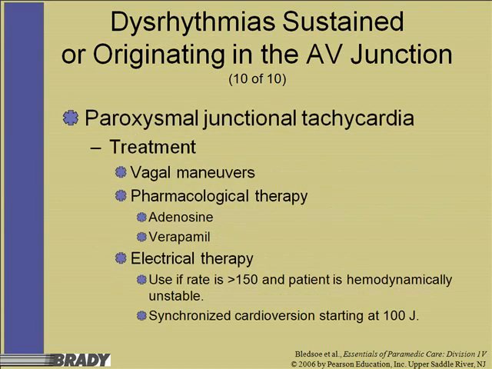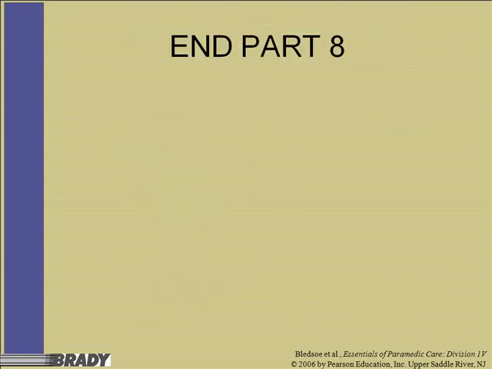And paroxysmal junctional tach, we really kind of think of it the same way as SVT. You want to go with the vagal maneuvers first, then pharmacological with the IV of 6, 12, and 12 on your adenosine, and then move into electrical therapy if their rate is over 150 and they have a low or no BP or radial pulse. We go back to that synchronized cardioversion. And that concludes.